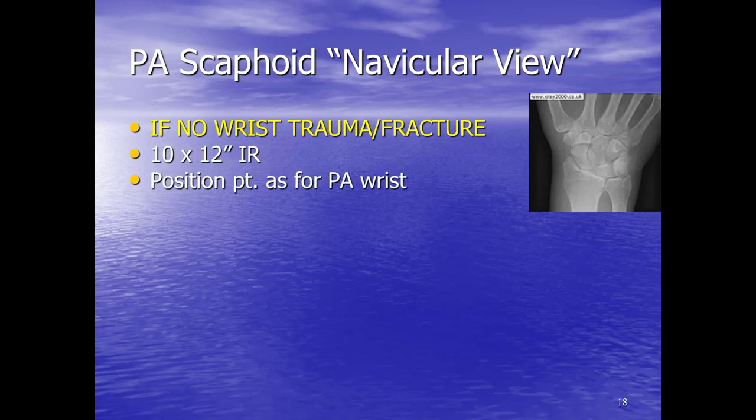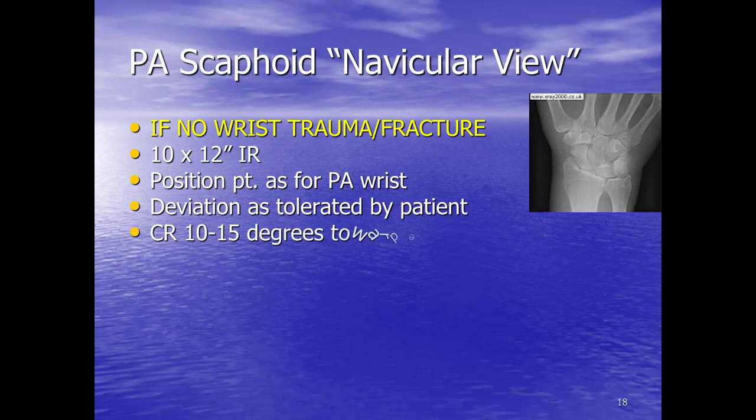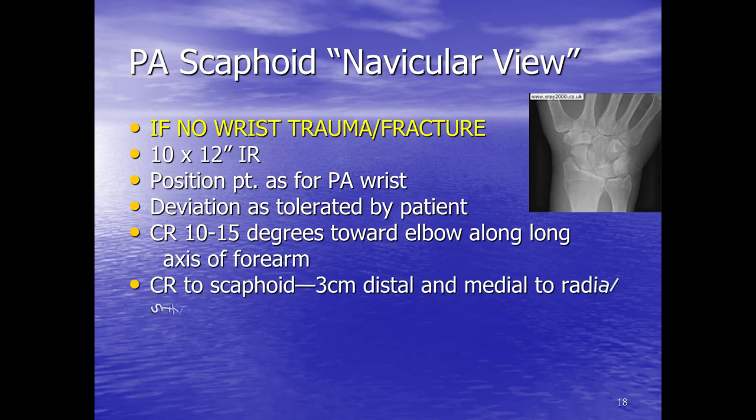but you can use a 10 by 12 or a 14 by 17 digital plate, positioned just like you would the PA wrist, and then you're going to deviate as much as the patient can tolerate. Put on a central ray of 10 to 15 degrees towards the elbow, and then center to the scaphoid, or 3 centimeters distal and medial to the radial styloid or snuff box. I think sometimes it's easier to try to locate the scaphoid and center directly on top of the scaphoid.